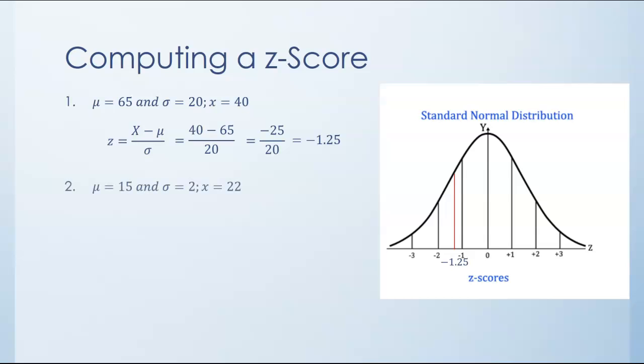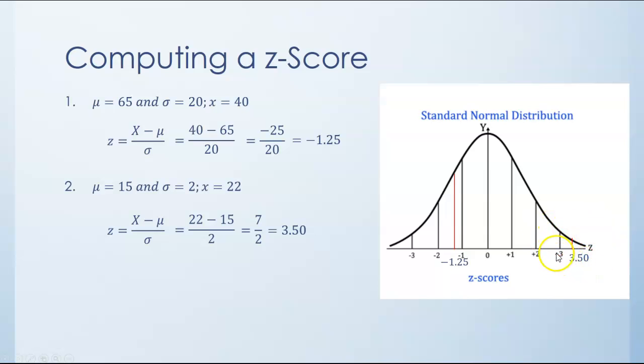So now let's do another example. This time our mean is going to be 15, our standard deviation is 2, and our x is 22. Again, we're going to do that same value, x minus our mean divided by our standard deviation. So we get 22 minus 15 divided by 2, which is 7 divided by 2, which ends up being 3.5. That is pretty far out there. That's halfway between 3 and 4 on our positive scale.